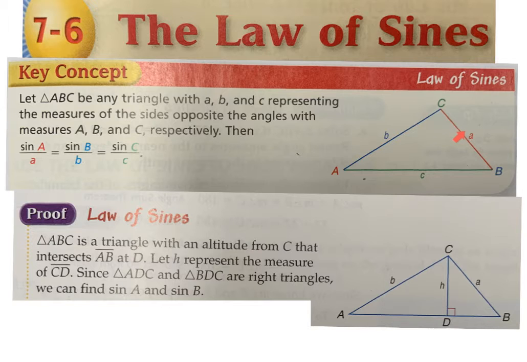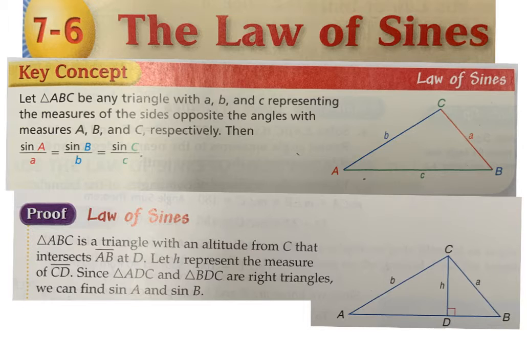The ratio that occurs is that the sine of A over side a will equal the sine of B over side b, which will equal the sine of C over side c. So this helps you solve for sides and angles when you have only part of them, when you can't use the Pythagorean theorem, or it's not a right triangle and you can't just use SOHCAHTOA. This will then help you solve for a triangle.